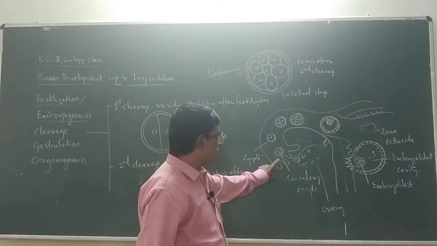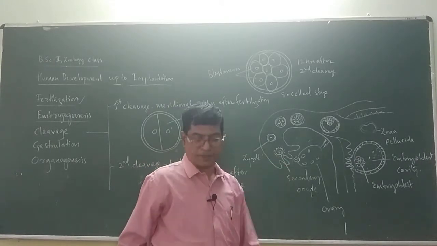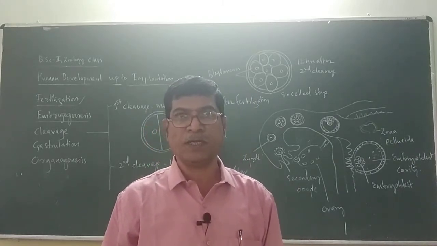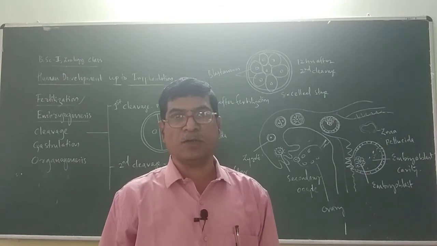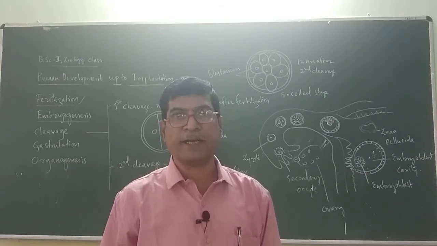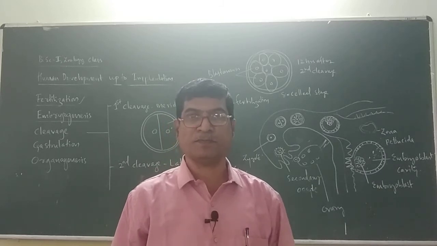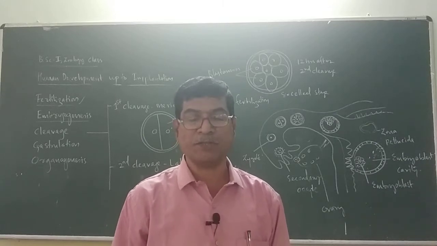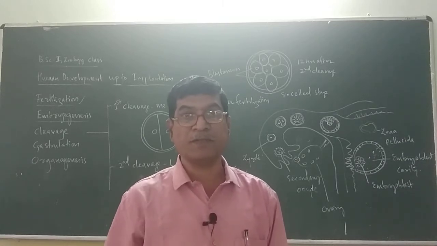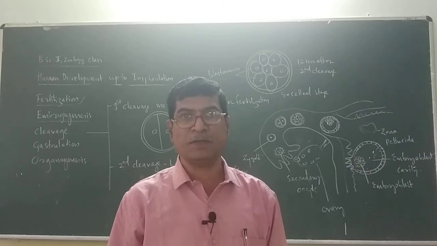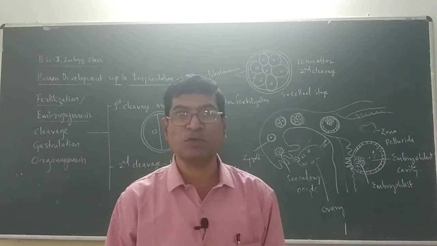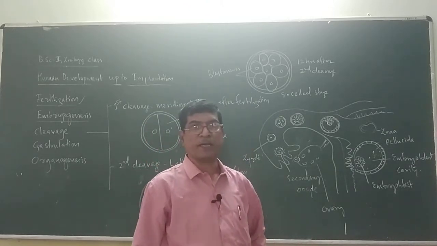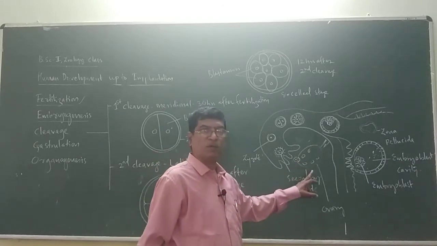And the egg which is released from the ovary is in the secondary oocyte stage. Clear? Secondary oocyte stage of the second meiotic division. Its development is stopped at the metaphase of the second meiotic cell division during oogenesis. At this stage, the secondary oocyte stage, the ovum is released from the ovary.